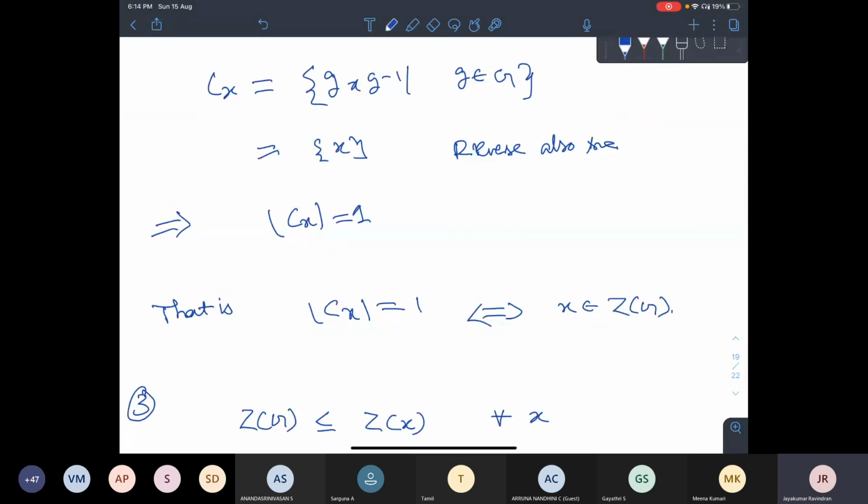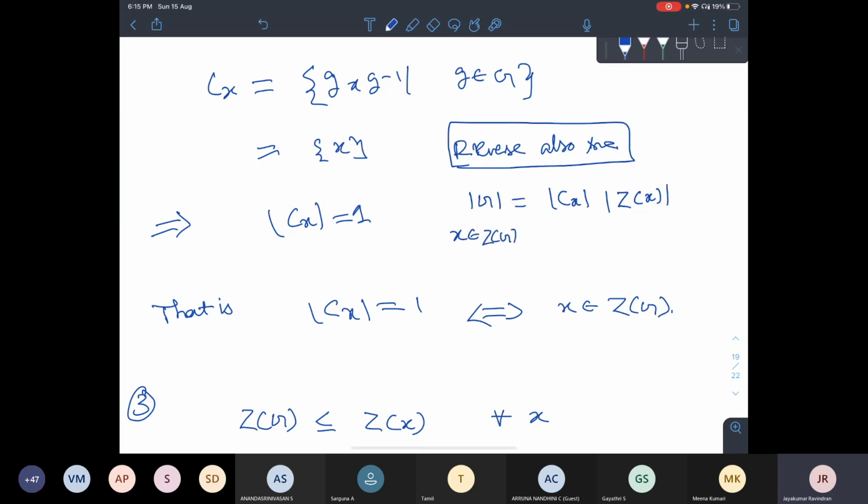I wanted to prove the reverse way in the same way. So whenever X belongs to Z of G, Cx is 1. That implies Zx equals G. This is also true: whenever Zx is G, then Cx is 1, and whenever Cx is 1, X belongs to the center of G.